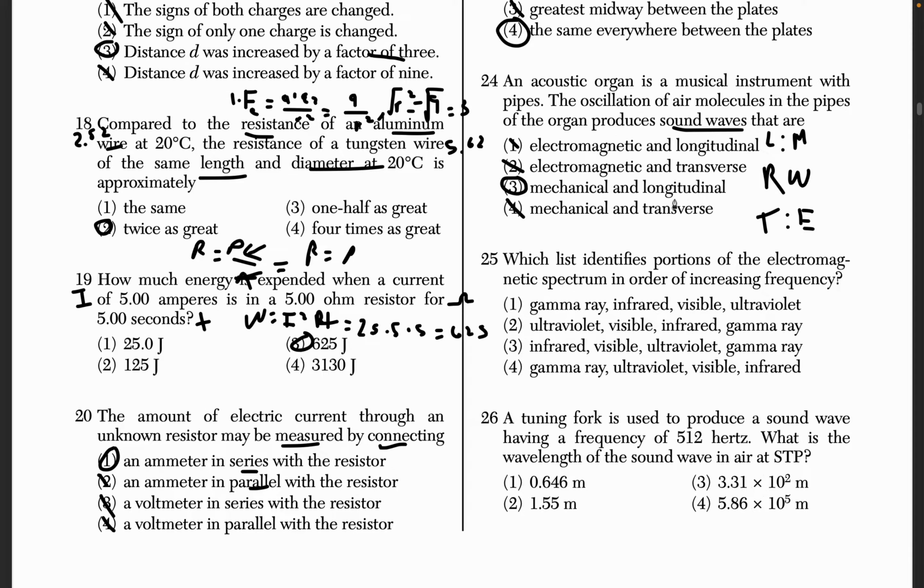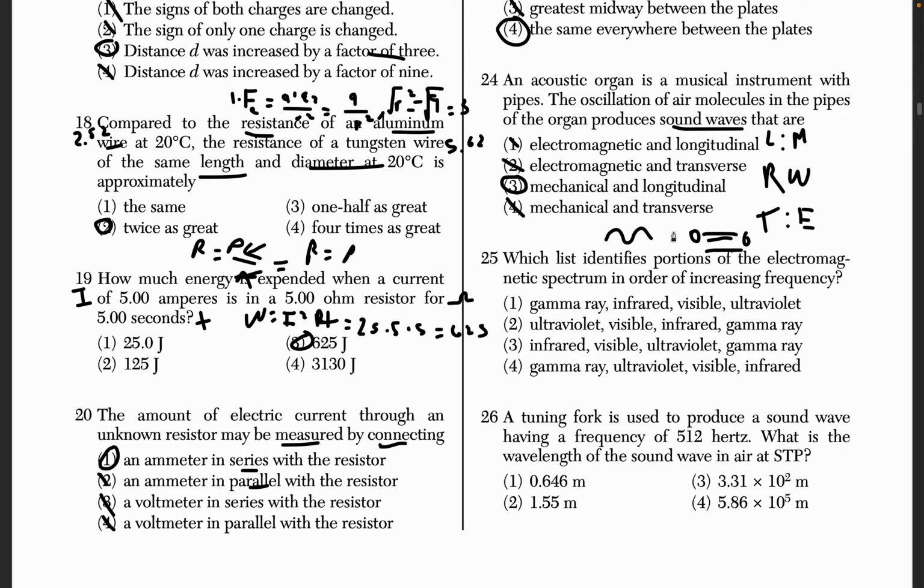And the difference between longitudinal and transverse is like this, while longitudinal is where it has rarefactions, how do I explain it? This is not a good drawing, but think of a slinky, right? If you push it back and forth, that's longitudinal.